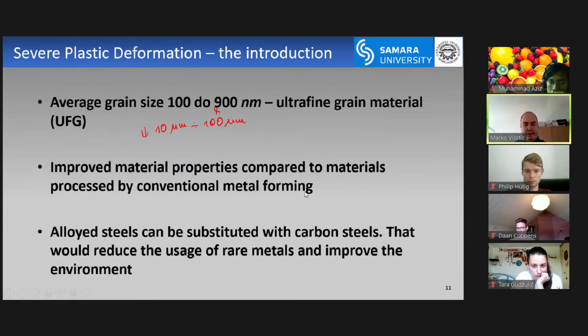So conventional metal forming can produce SPD effect as well, but not in a controlled manner. If you have this sample, you say, okay, I don't want just to have SPD effect on this surface area, I want to have it in the entire product. Of course, these are just definitions. Everybody has their own definitions, so we need to limit these definitions to a certain manner. For example, alloy steels, which are usually expensive, can be substituted with carbon steels. That will reduce the usage of rare metals and improve the environment.